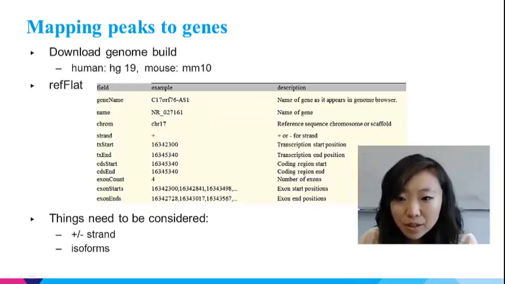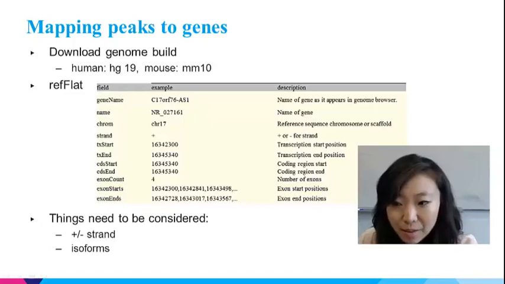To associate the peaks to nearby genes, we first need to download the gene annotation files from the genome browser. The most recent genome build for human is hg19 and mm10 for mouse. On the FTP client, the refFlat.txt file is what we need. It's a tab-delimited file, and here I'm pasting the documents explaining each field. For each gene, it contains all known transcripts of that gene and the transcription start and end position, the coding region start and end position, and also the start and end position of each of the exons.